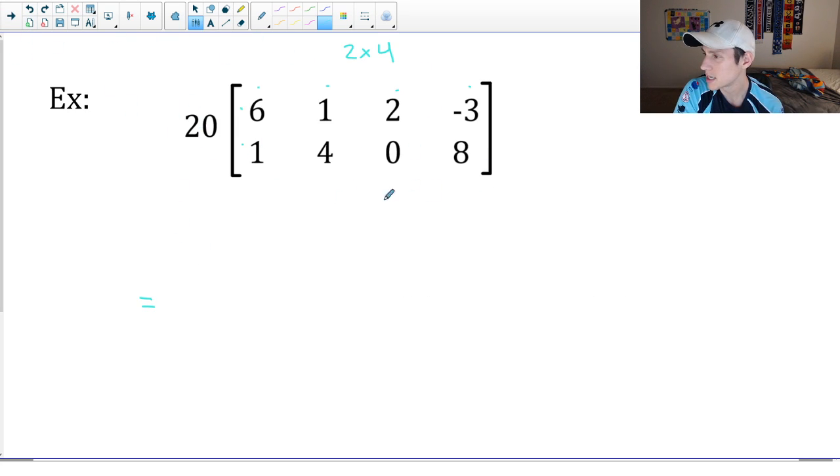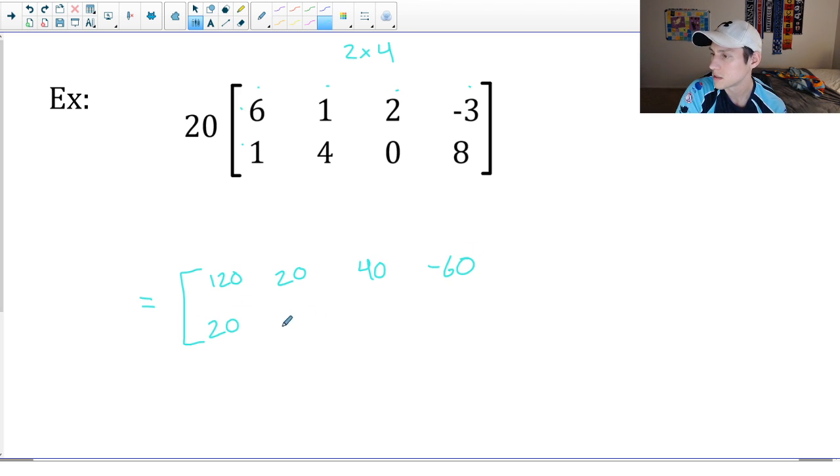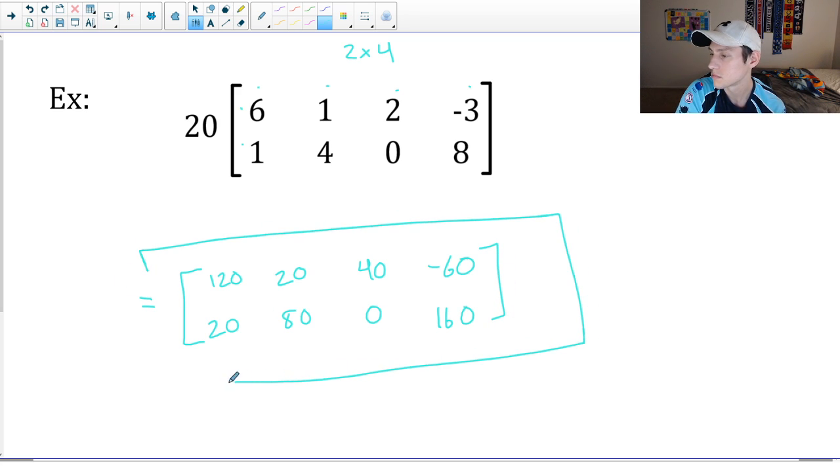So we have 20 times this matrix, so we're just going to take everything and multiply it by 20. That's it. So 20 times 6, 120. 20 times 1, 20. Times 2, 40. Times negative 3, negative 60. Times 1, 20. Times 4, 80. Times 0, 0. Times 8, 160. That's it. Again, very simple, very intuitive.